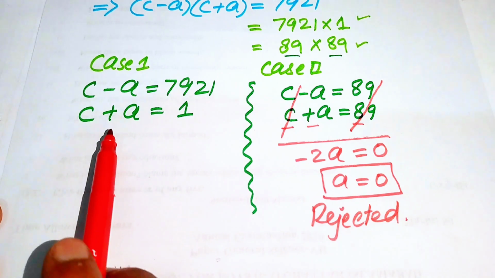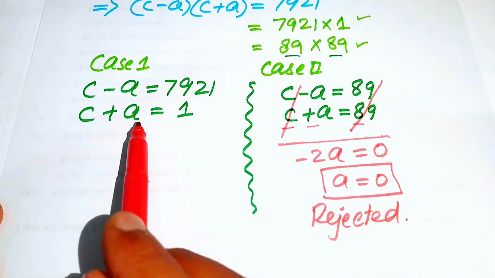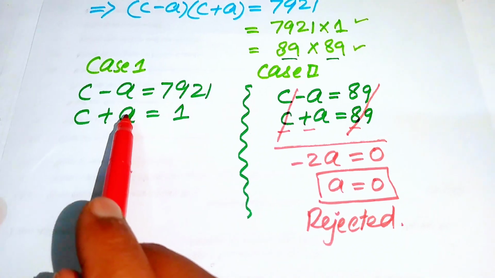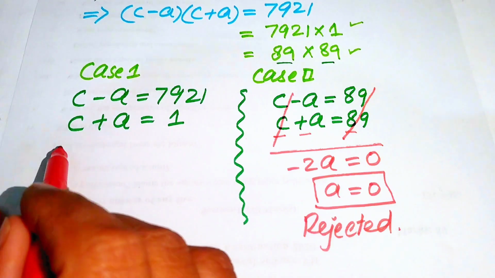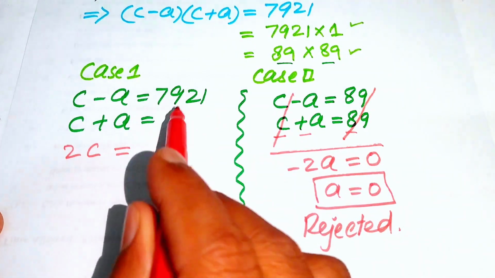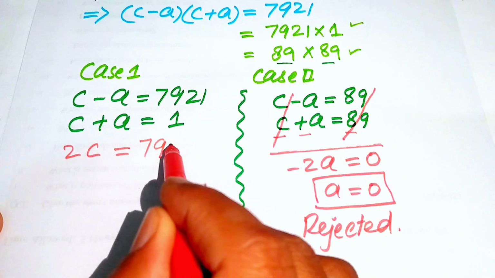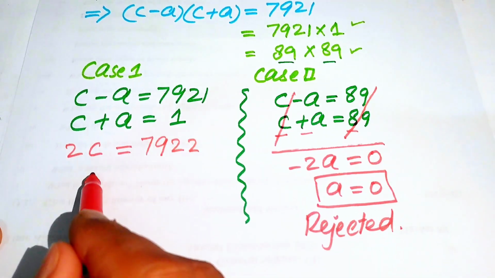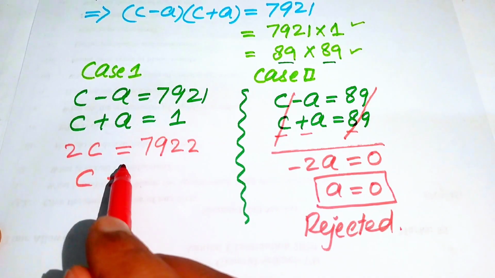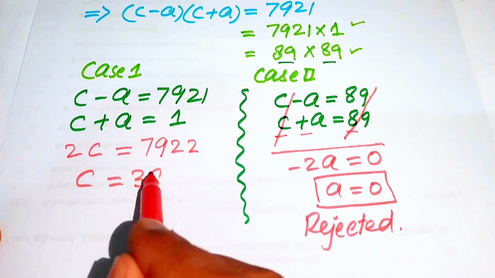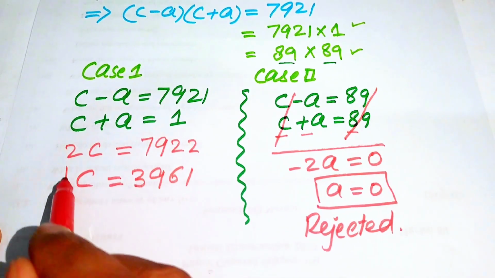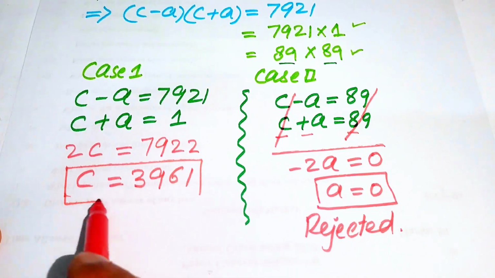So here first we add these two equations, and you know that when we add these two equations, this negative a and positive a are cancelled by each other, and you get c plus c equals 2 times c, and these two added becomes 7922. And now we divide both sides by 2, so when we divide both sides by 2, then you get 3961. So this is the value of c.